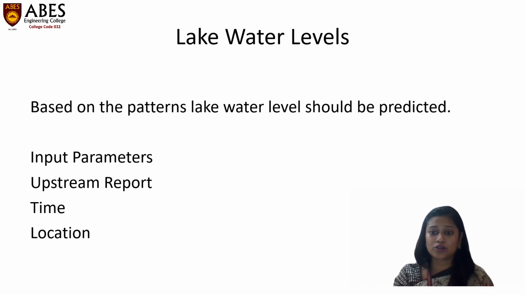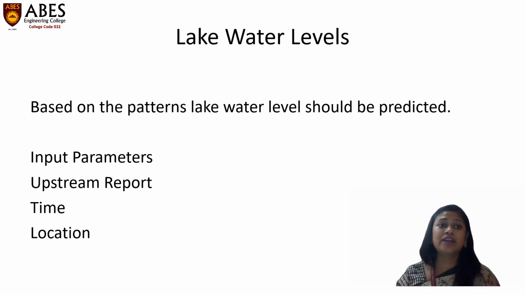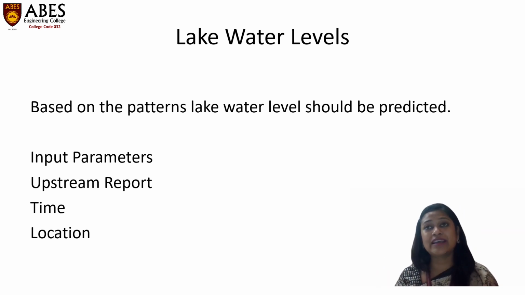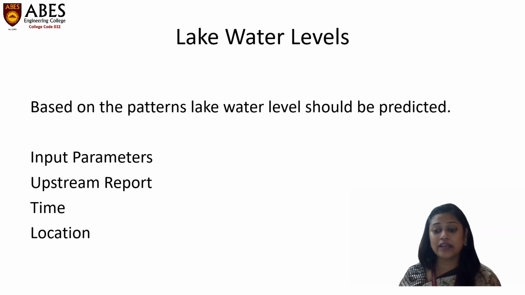Next is lake water levels. Based on the patterns of the lake water, the water levels can be predicted. What will be our input parameters? It should be the upstream reports, the different reports from past trends we are taking, different time, location, weather. And in the desired output, what are we getting? We are getting different levels of the lakes at different periods of time, so that we can predict in the future at what particular time, and according to the upstream, which lake is getting overflooded or which lake is getting drought.